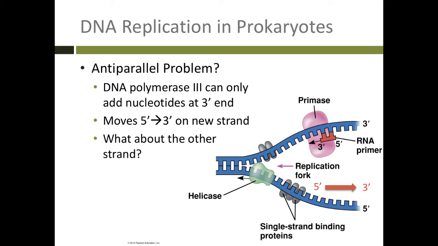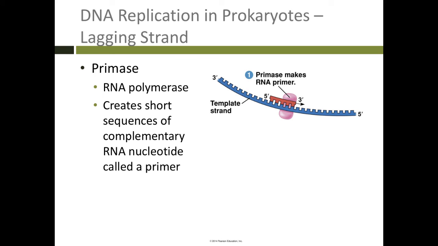The way to solve this problem is to make the DNA on that other strand in short fragments called Okazaki fragments. Because it is made in little bits and pieces, this strand is called the lagging strand. On the lagging strand, primase will lay down a short series of RNA base pairs. This is the RNA primer.